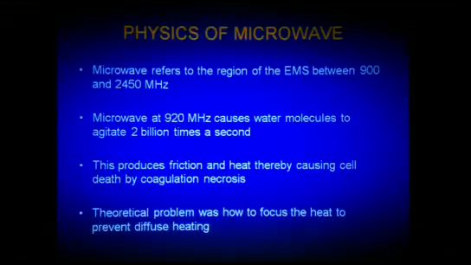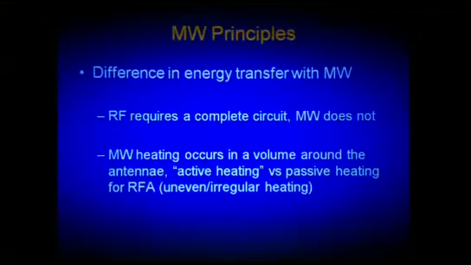What is microwave ablation? You may be asking yourself. It is the use of higher microwave waves in the electromagnetic spectrum of 900 to basically 2,000 megahertz. Using that type of energy causes water molecules to agitate at 2 billion times a second, producing heat, thereby causing coagulation necrosis. It does differ from radiofrequency ablation in that radiofrequency ablation causes a complete circuit, microwave ablation does not.